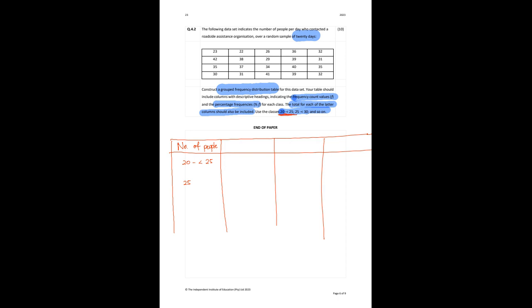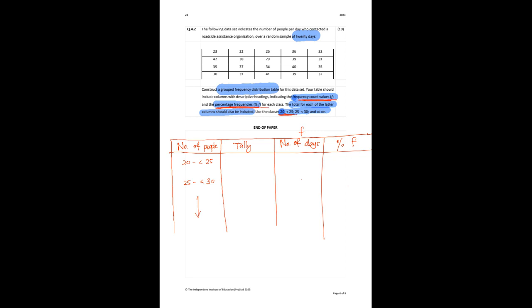Then you have in the next column, so I'm going to do this one first, your number of days. And this is going to be your frequency column. And in order to get to that, you'll need to do your tallies first. And then you have your percentage frequencies in the last column. That's literally what they asked you for here. So I'm just underlining what they asked you for.